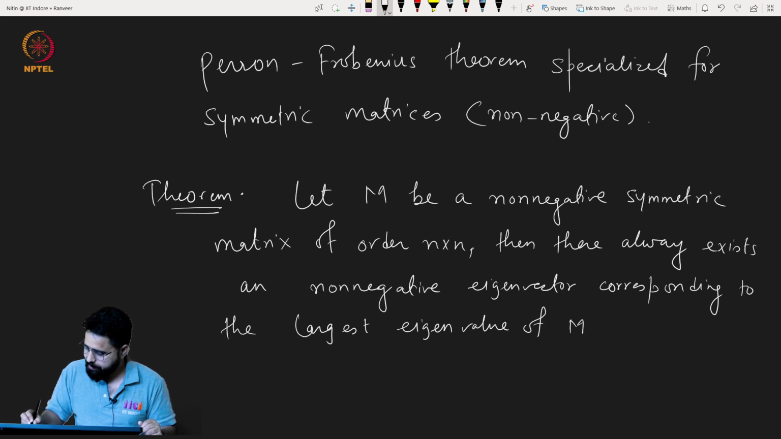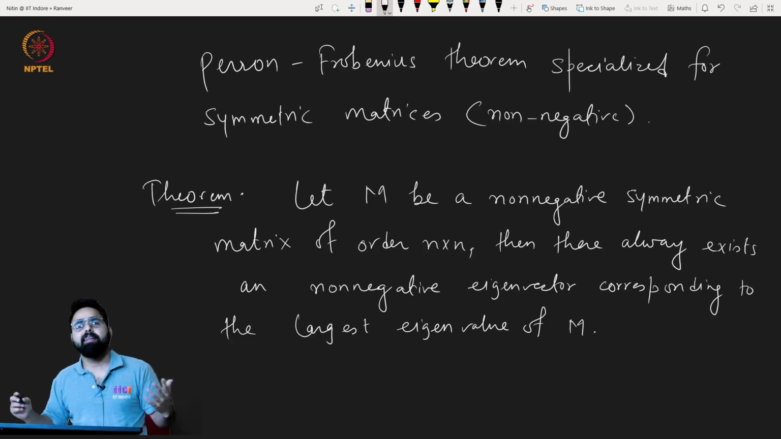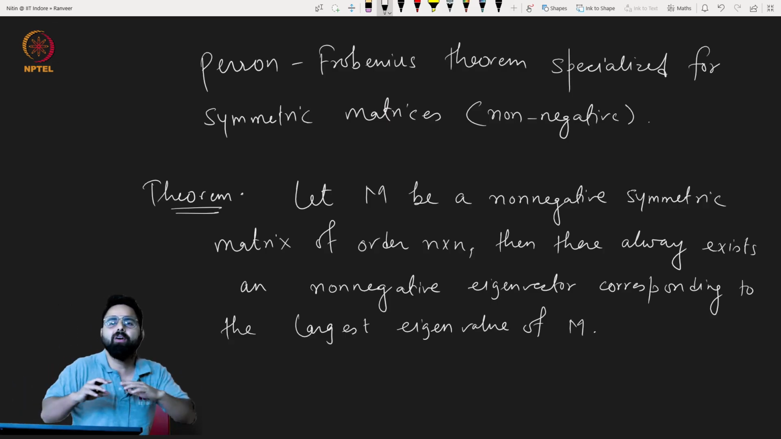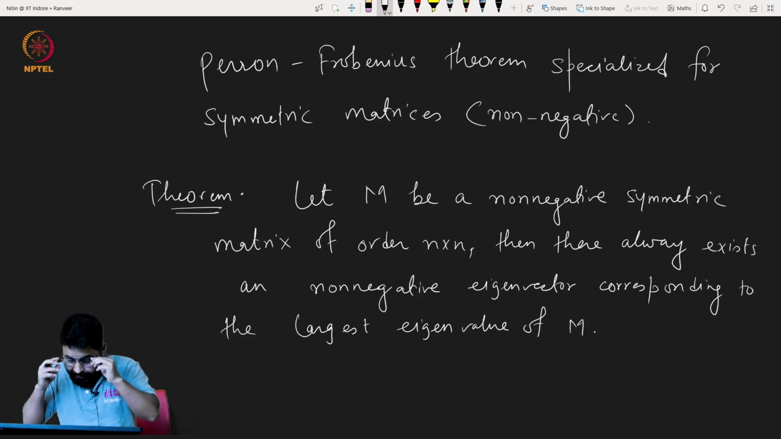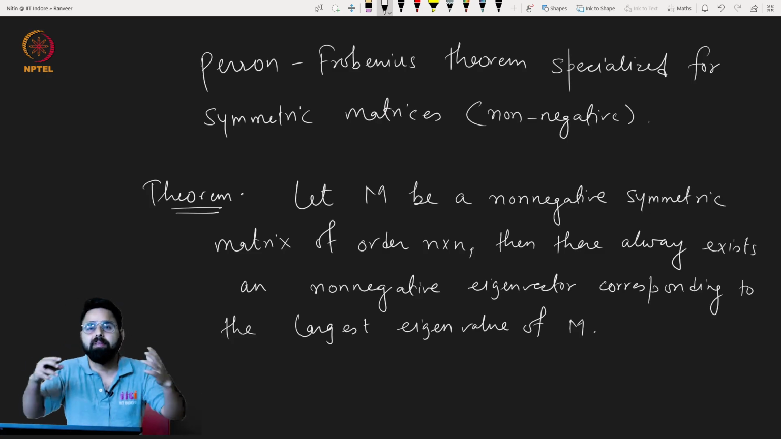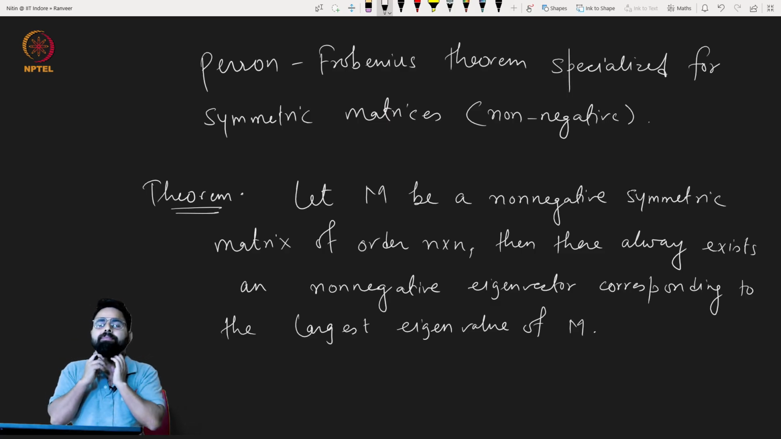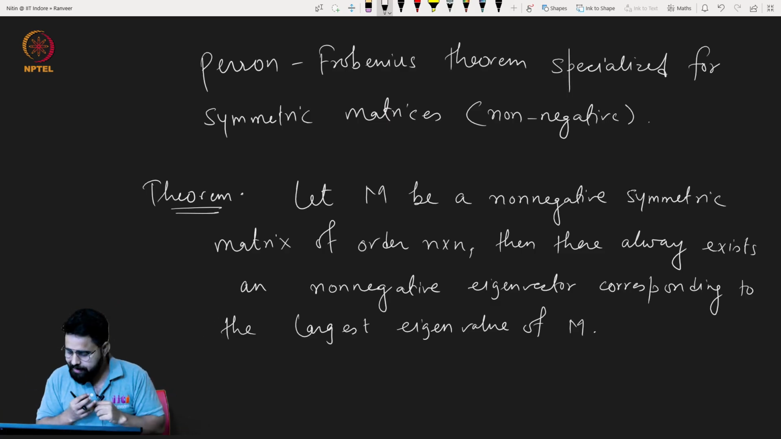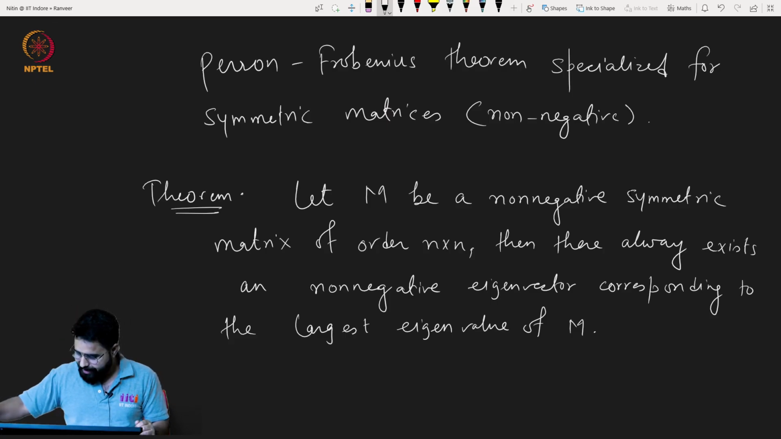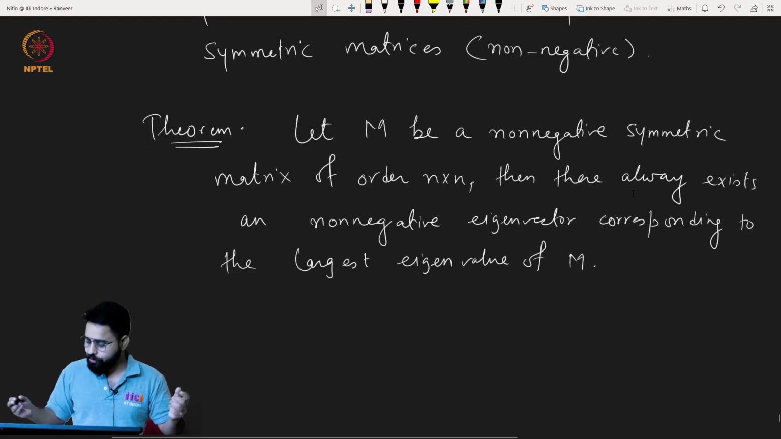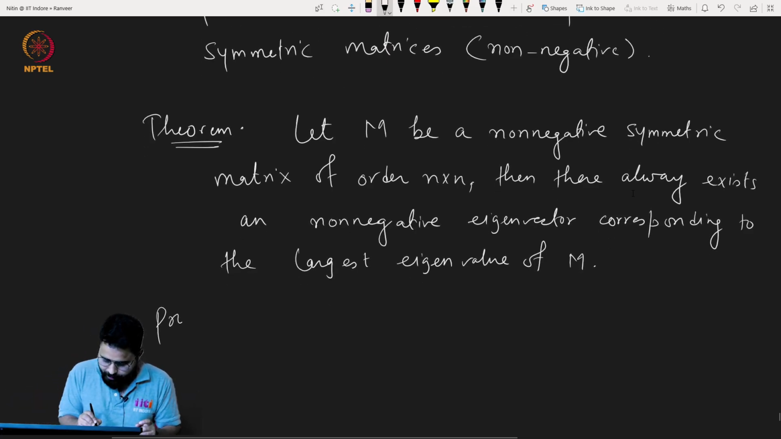of M. It means that if M is non-negative, means all the entries are non-negative, means either 0 or positive, right? Then there exists a non-negative vector, again the vector which is only either 0 or positive entries, and this eigenvector is corresponding to the largest eigenvalue of M. Okay, so very neat fact, beautiful fact. Let us prove it. Okay, prove it.